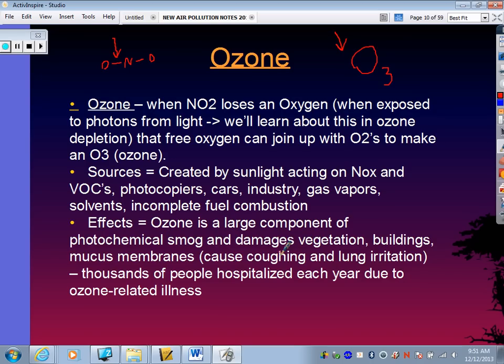It says ozone is a large component of photochemical smog. That's going to come up here in another couple slides. It can damage vegetation. It can damage buildings. It can damage the mucous membranes within our bodies, which can cause coughing and lung irritation. And it says thousands of people are hospitalized each year due to ozone-related illnesses.